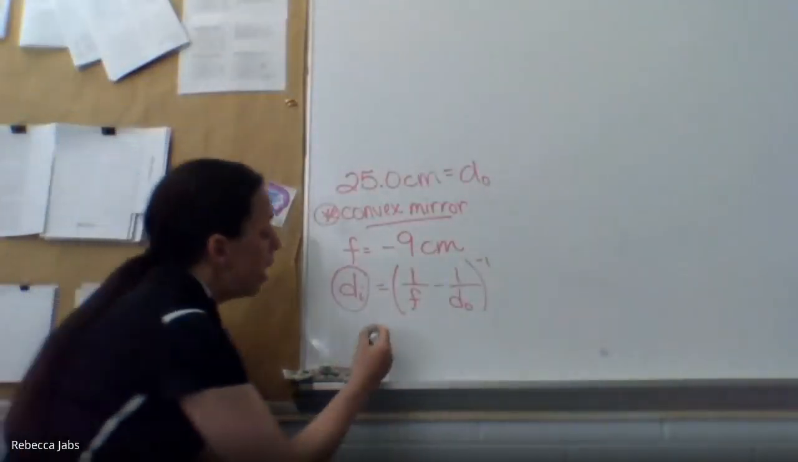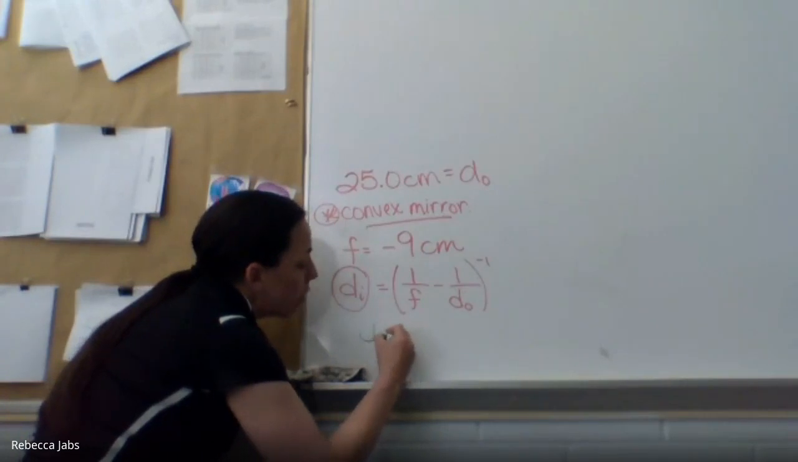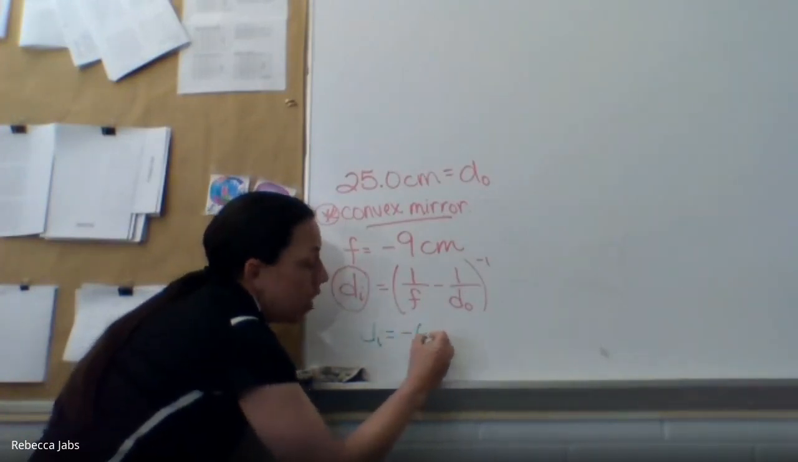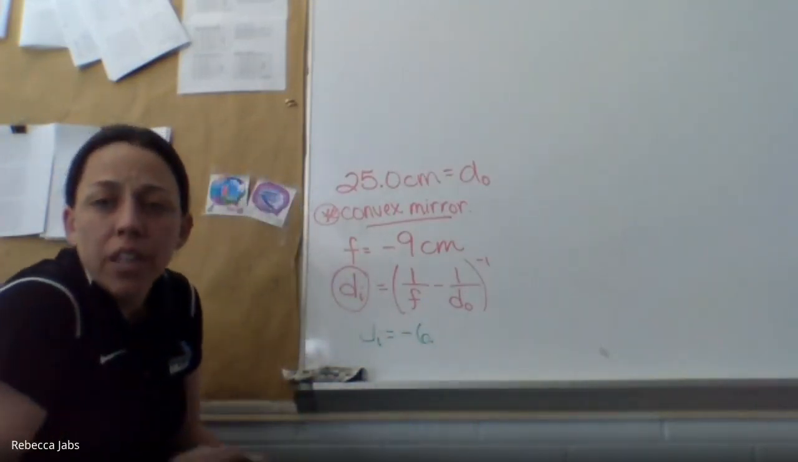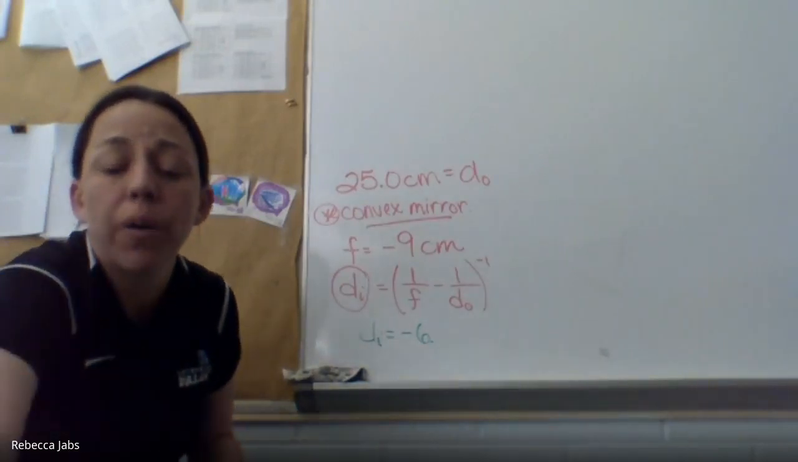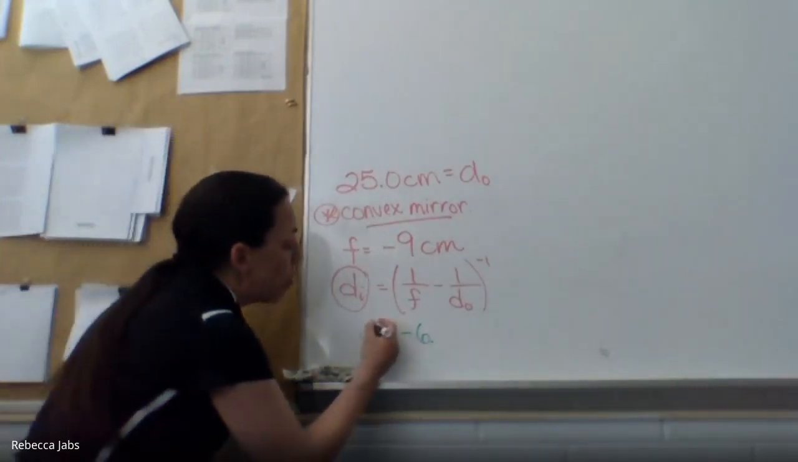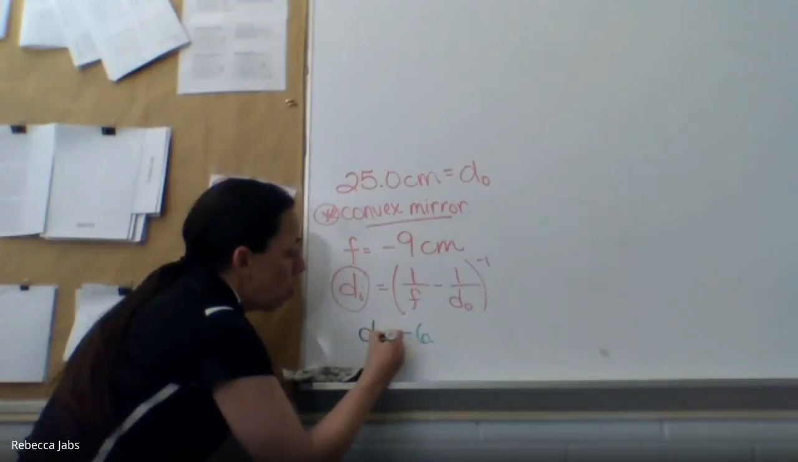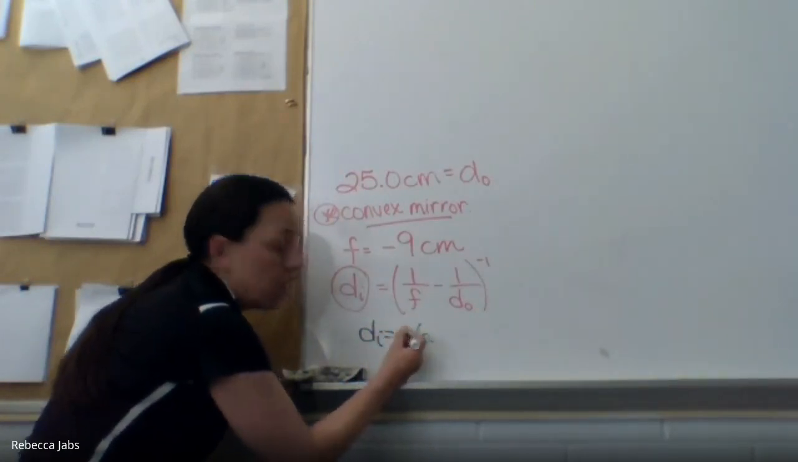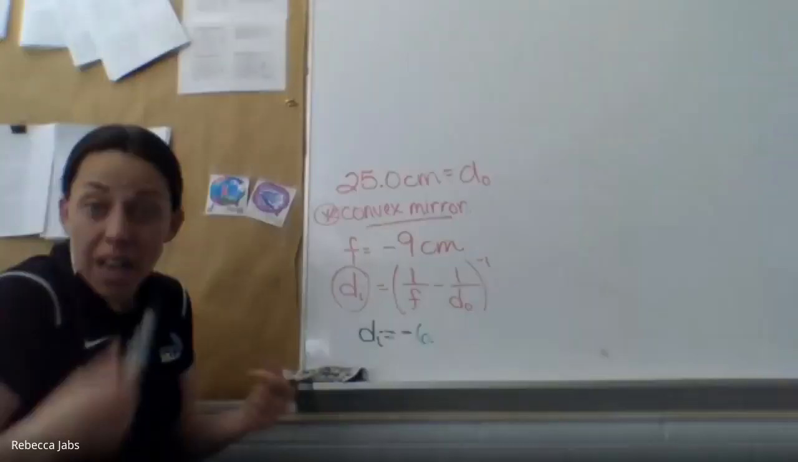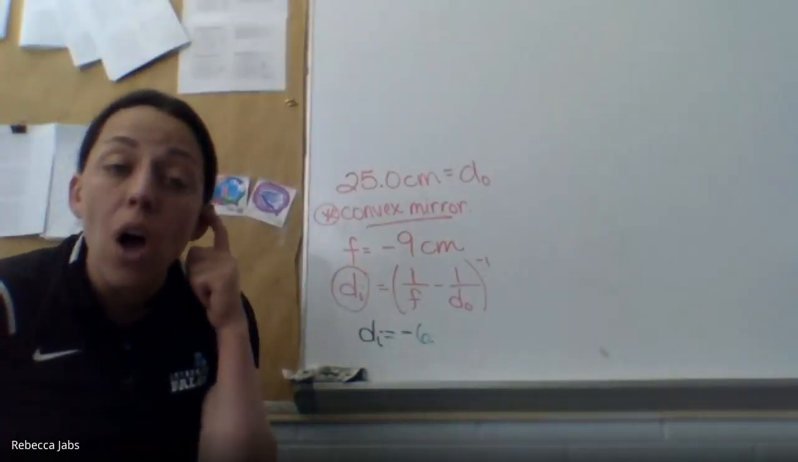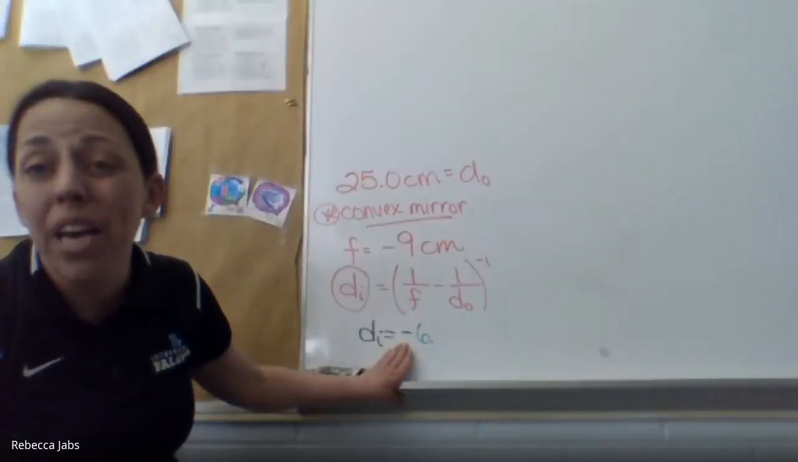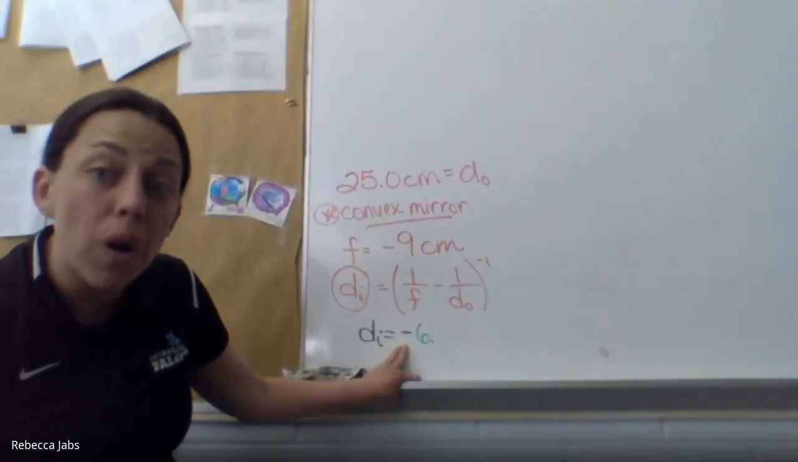If DI equals negative, what side of the mirror is that on? The left side. And the focus is also on the left side. So it was on the same side as the focus, which we've actually noticed before on our ray diagrams.